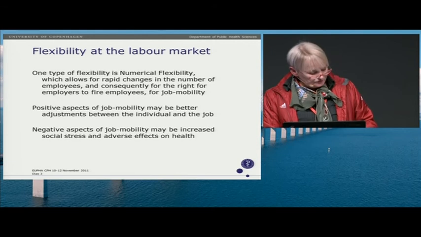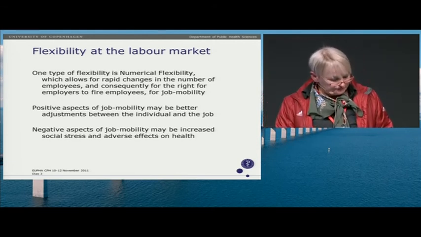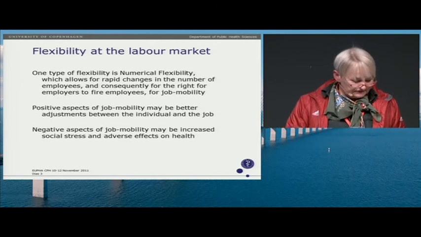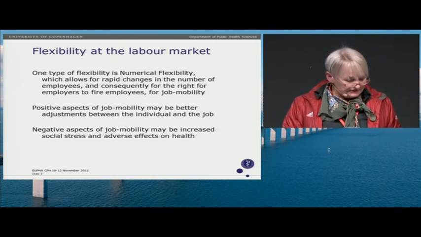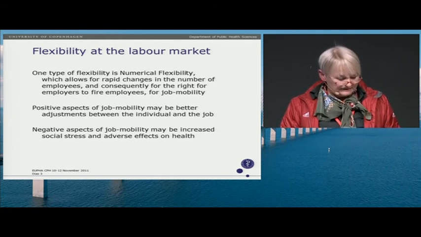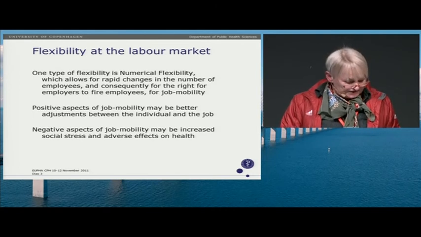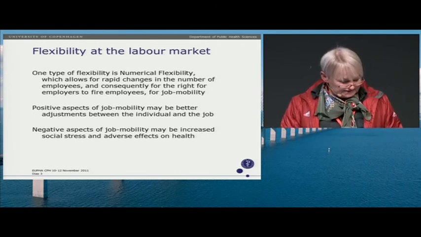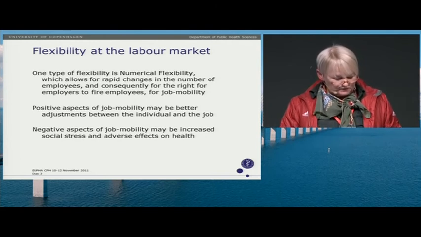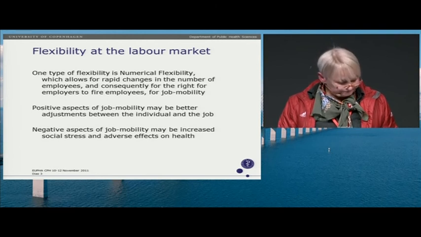Among various forms of flexibility, functional, economic, temporal, and numerical flexibility, the latter allows for the ease with which employers can recruit and get rid of employees, which has given Denmark a leading position in that job mobility of the Danish labor force ranks the highest among OECD countries.